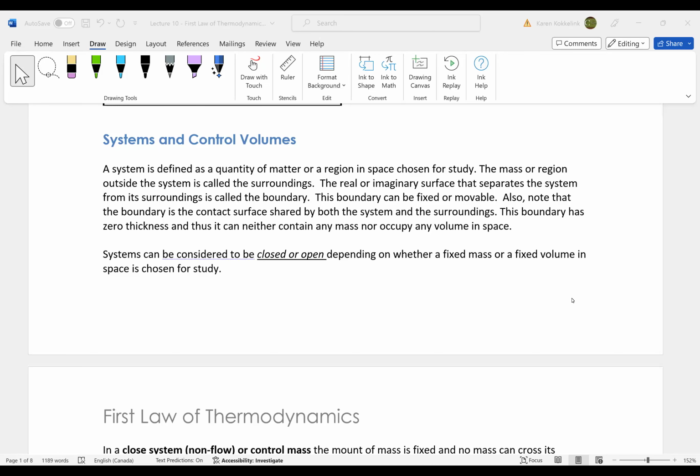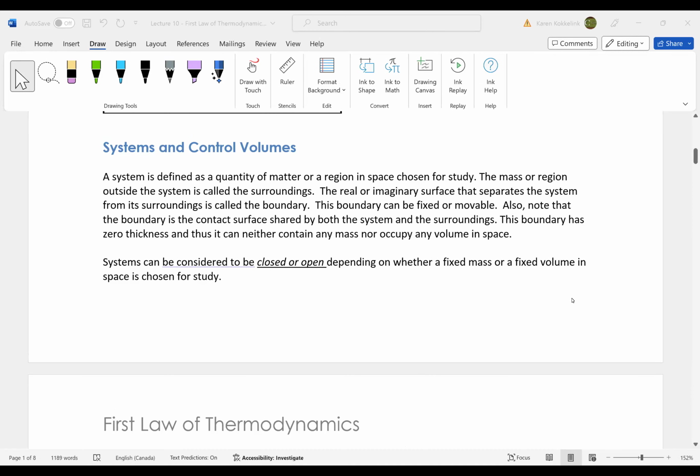The first step to solve any thermodynamic system is to define that system. Define that system with a drawing. We have to see where the system is, what is a part of the system, what is part of the surroundings, and separate that with a boundary. So systems and control volumes are the first step in solving a thermodynamics problem.